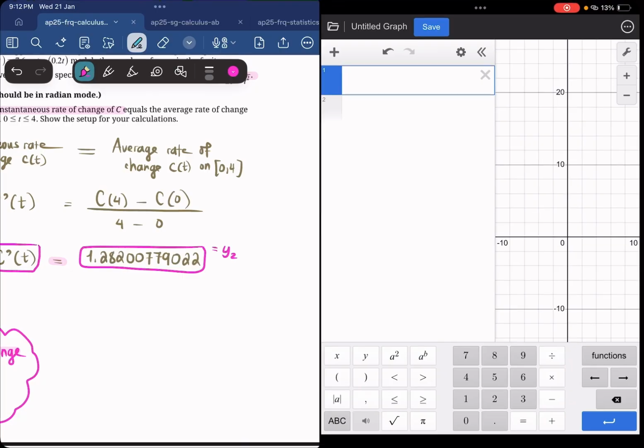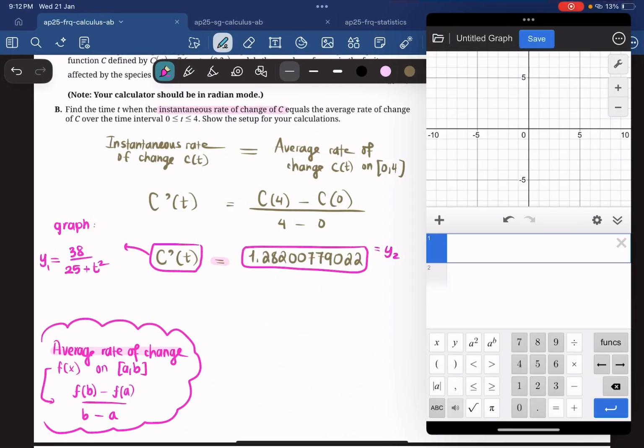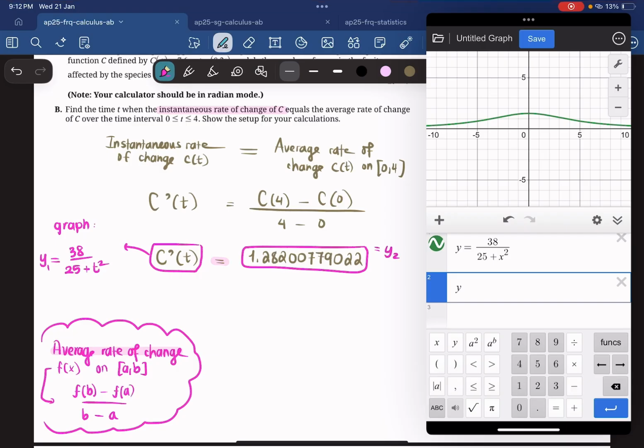Okay, so here we are, good notes. And we're going to use Desmos now instead of the other calculator, just because it's more clear. So y equals 38 over 25 plus t squared. Instead of t squared, I'm just going to write x squared. Okay, so they drew the graph for me, and I'm going to write the other equation, y equals 1.28200779022, the exact value.